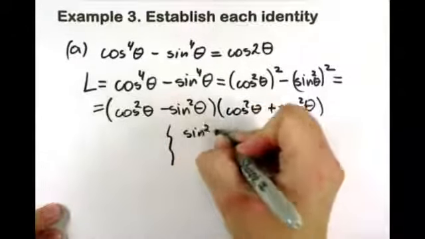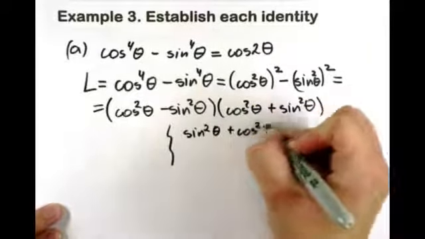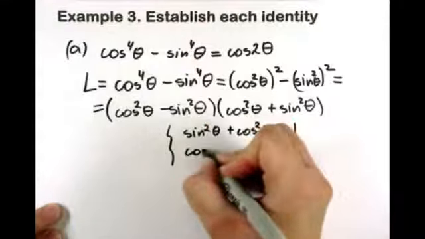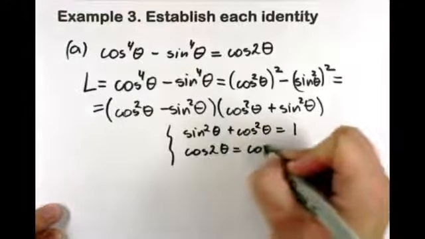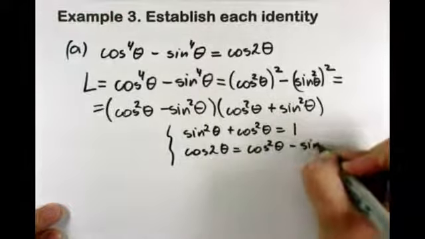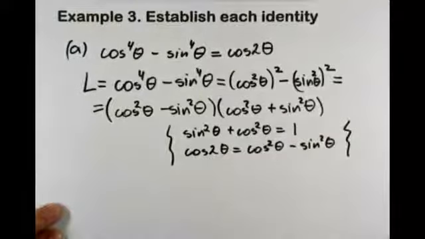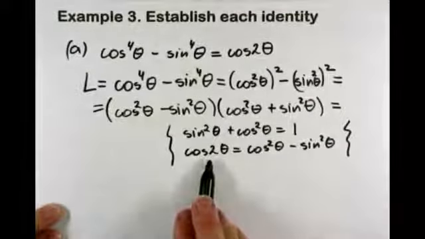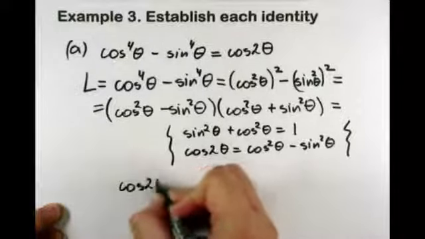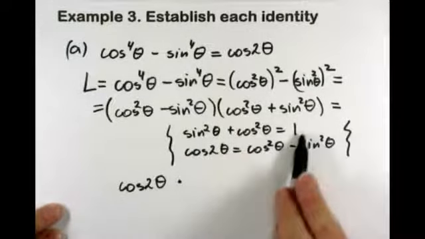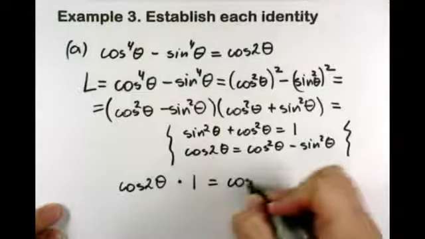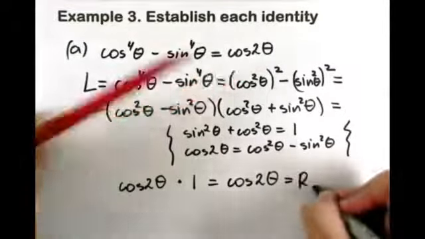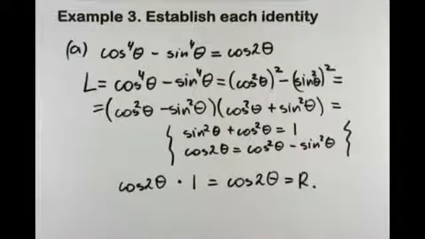We are using these two formulae. Sine square plus cos square of the same angle is 1. And in the other we're going to use the double angle formula that cos 2 theta is cos square theta minus sine square theta. So this is equal to, this one, cos squared minus sine squared, is nothing else but cos 2 theta, times, and the second bracket is 1. So this gives me cos 2 theta, and that gives me my right side. So the identity is established.